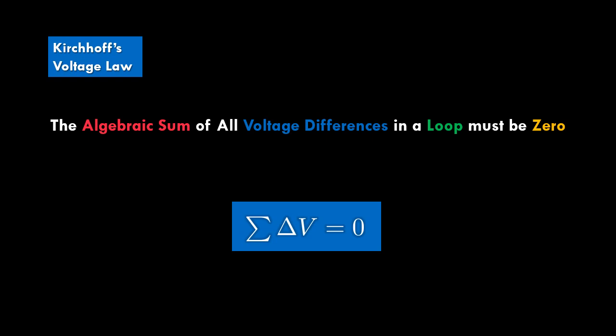I won't go into the detail here because the main focus of this lecture was the actual statements of these laws. On that regard, this is what KVL says. The algebraic sum of all the voltage differences in a loop must be 0.